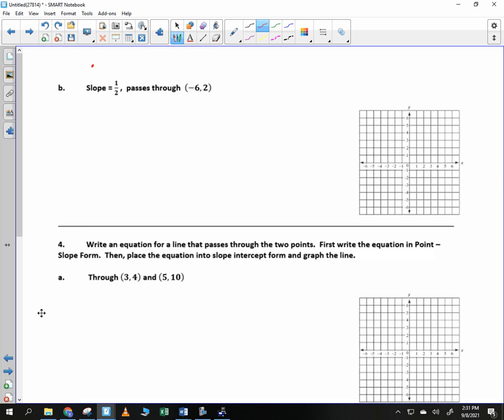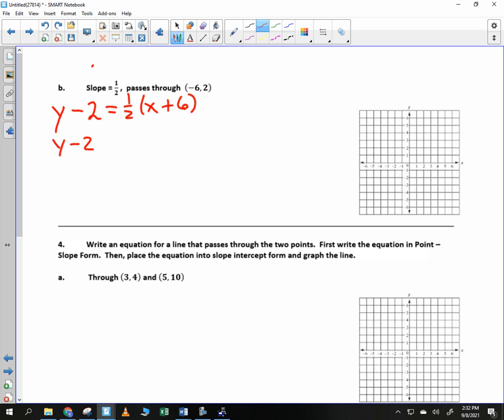All right. Let's change it up a little bit. y minus what? 2 equals 1/2 times x plus 6. Excellent work. Now I can generate my equation for my line.